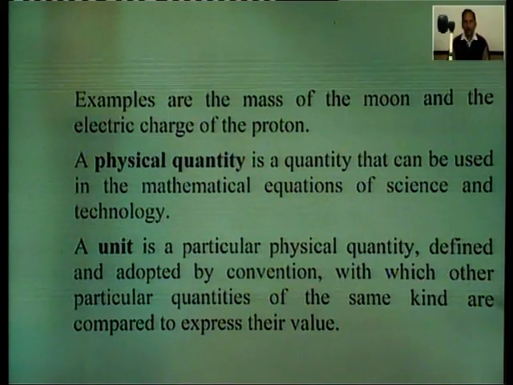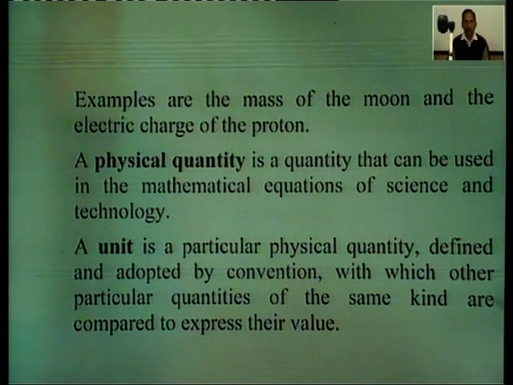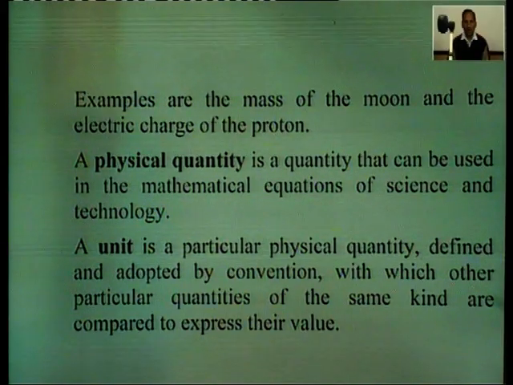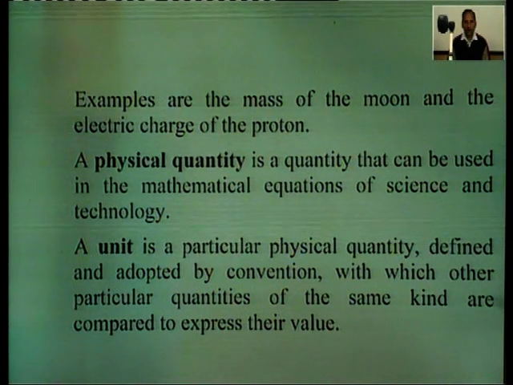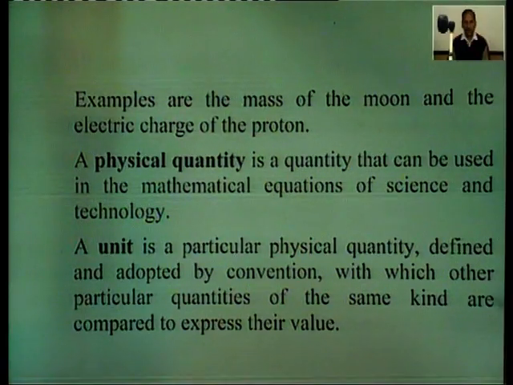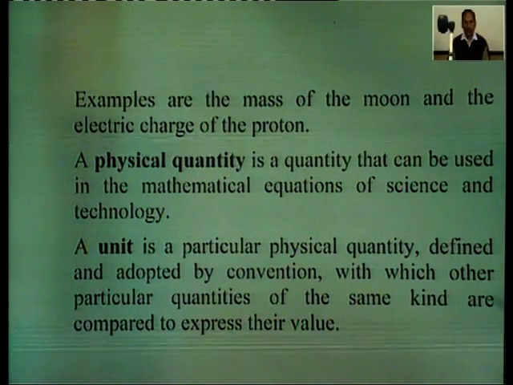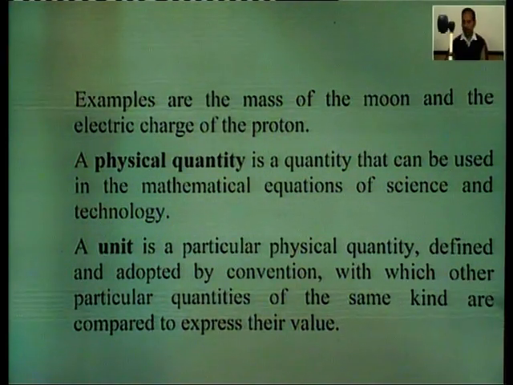Examples are the mass of the moon and the electric charge of the proton. So a physical quantity is a quantity that can be used in the mathematical equations of science and technology. A unit of a particular physical quantity is defined and adopted by convention, with which other particular quantities of the same kind are compared to express their values.